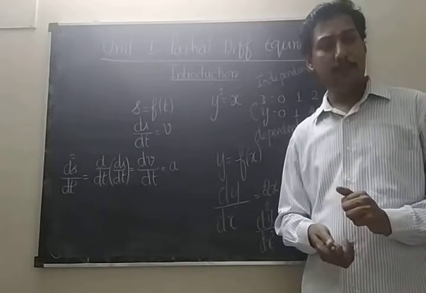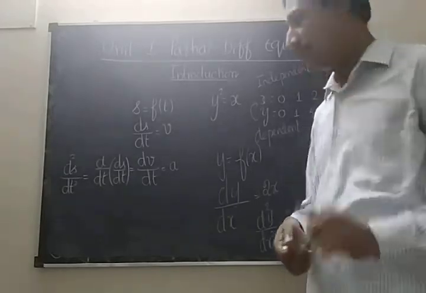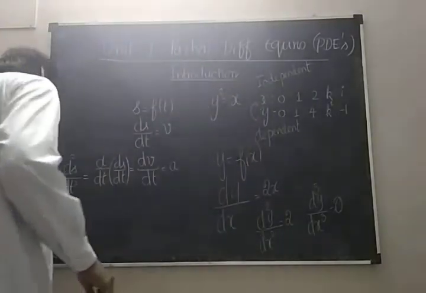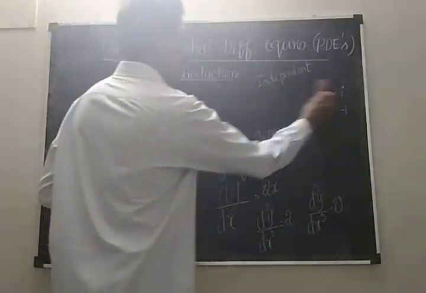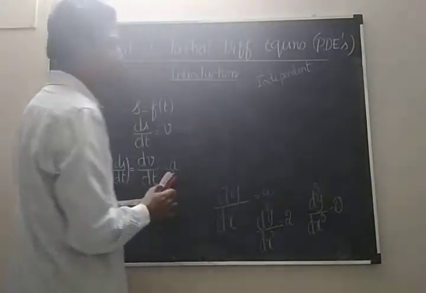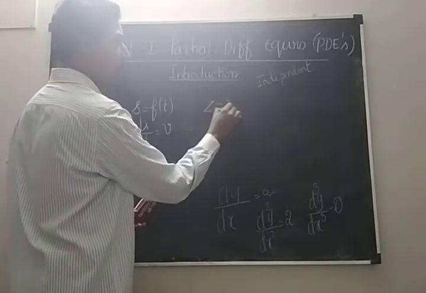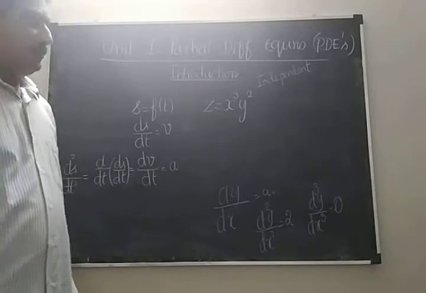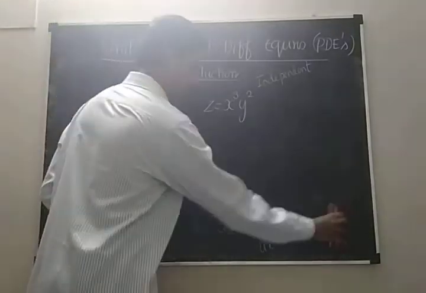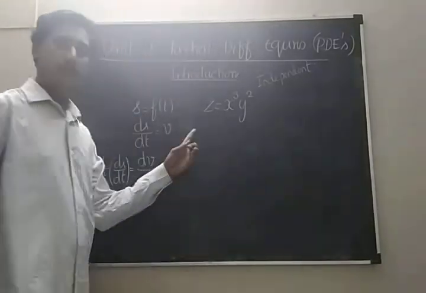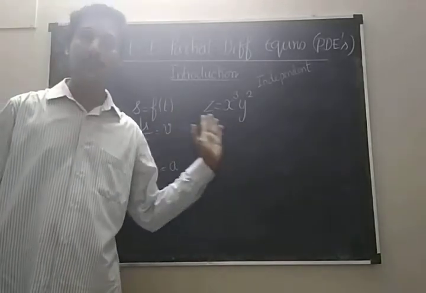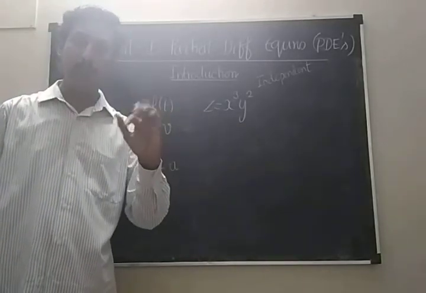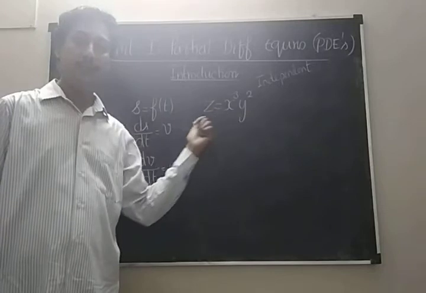What is meant by partial differentiation? Let us see the example. If I consider z is equal to x cube y square, how many variables are there? Namely 3. What are they? x, y and z. Right?